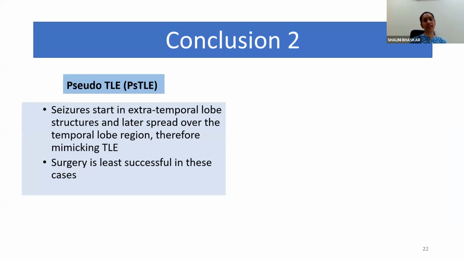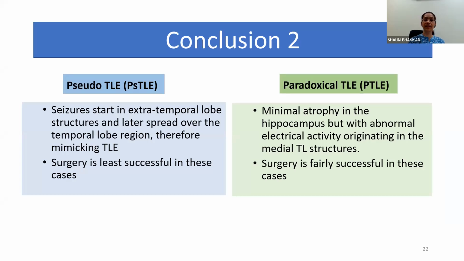So in pseudo-TLE, seizures start in the extratemporal lobe structures and later spread over to the temporal lobe region, therefore mimicking TLE. Surgery is least successful in these cases. And for paradoxical TLE, there is minimal atrophy of the hippocampus, but with abnormal electrical activity originating in the medial temporal lobe structures. Surgery is fairly successful in these cases.